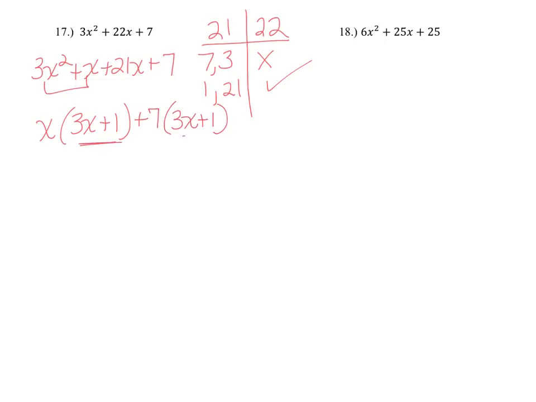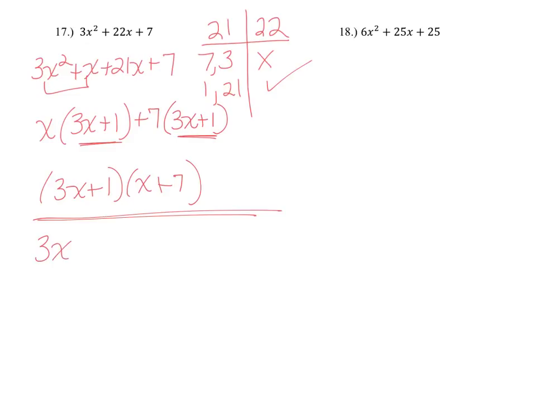So then I have 3x plus 1 in common, so that's one of my factors, 3x plus 1. And then x plus 7. Now, it's very possible that if you did this problem on your own and you switched it, right? So let me just show you. If you switch the x and the 21x, you're still going to get the same answer. It's just going to look slightly different.